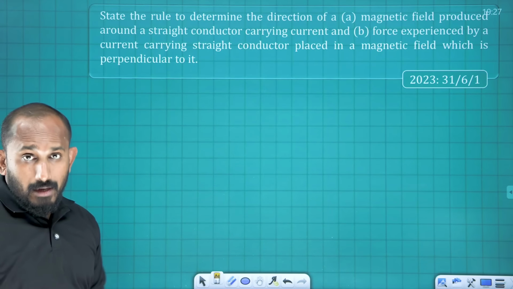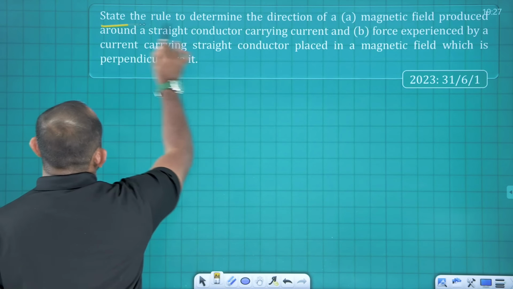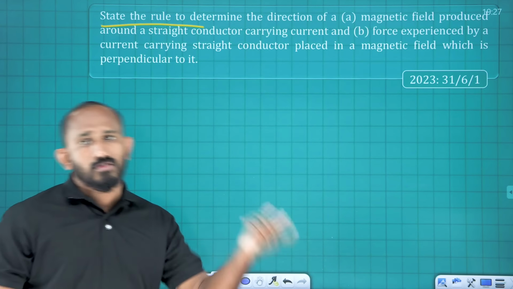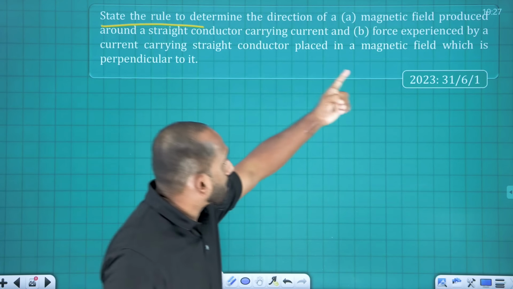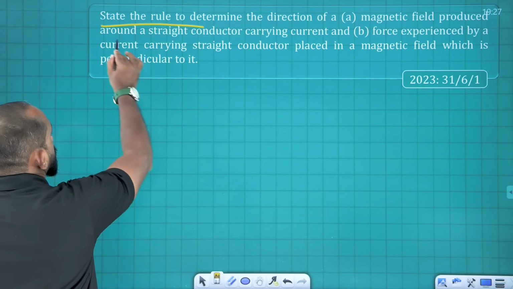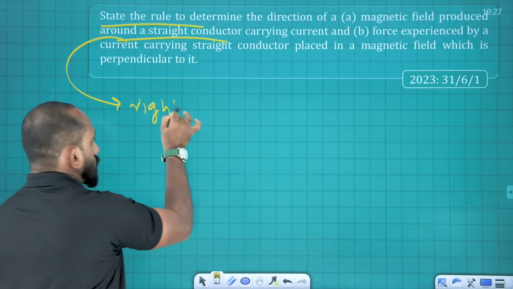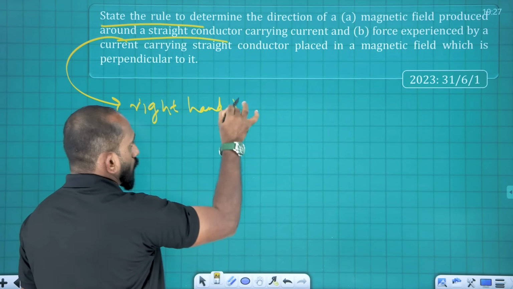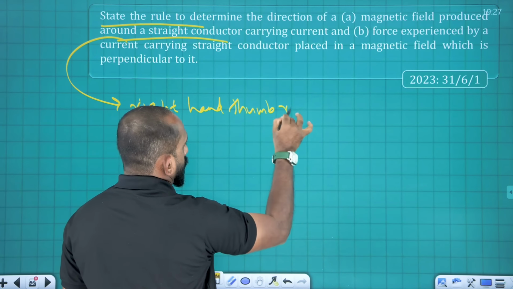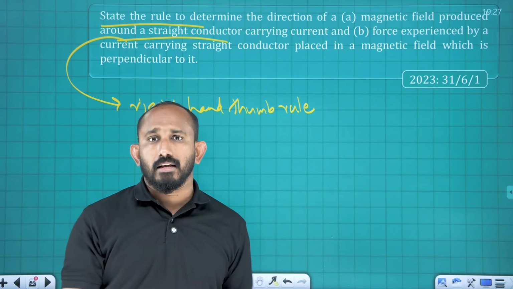State the rule to determine the direction of, see another set of question paper. You have to state the rules. So you have to name it and give the statement. What do we give? Magnetic field produced around a straight conductor carrying current. You know it? Straight conductor carrying, it is right hand thumb rule. Statement you have to give exactly.